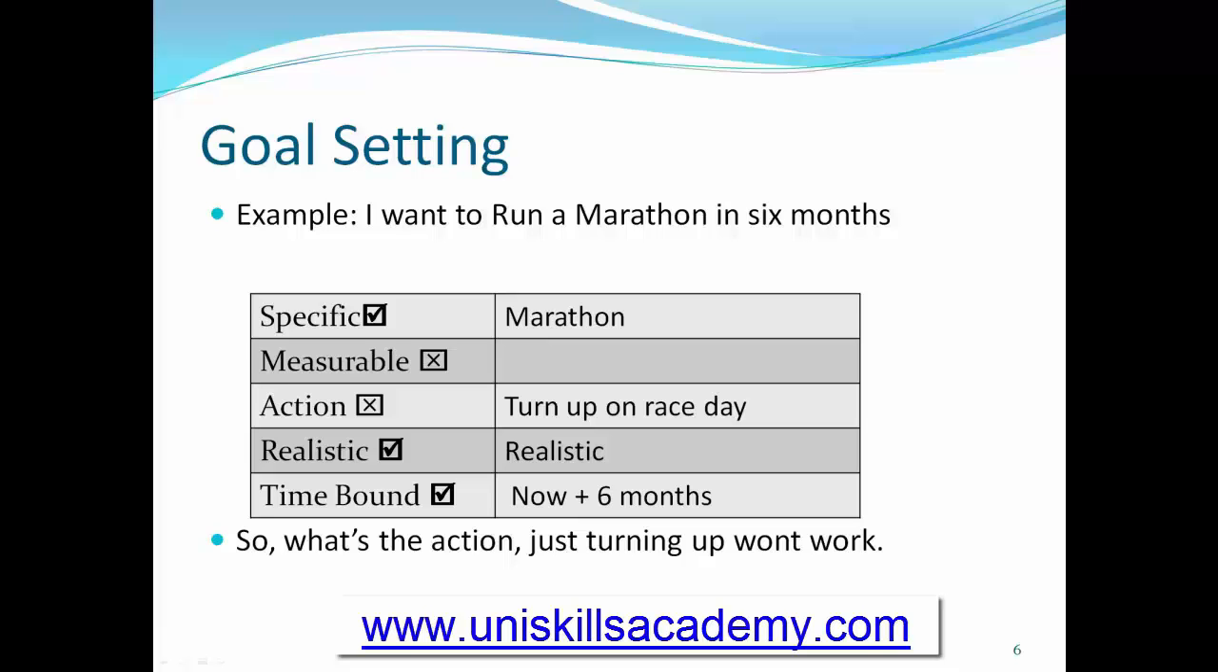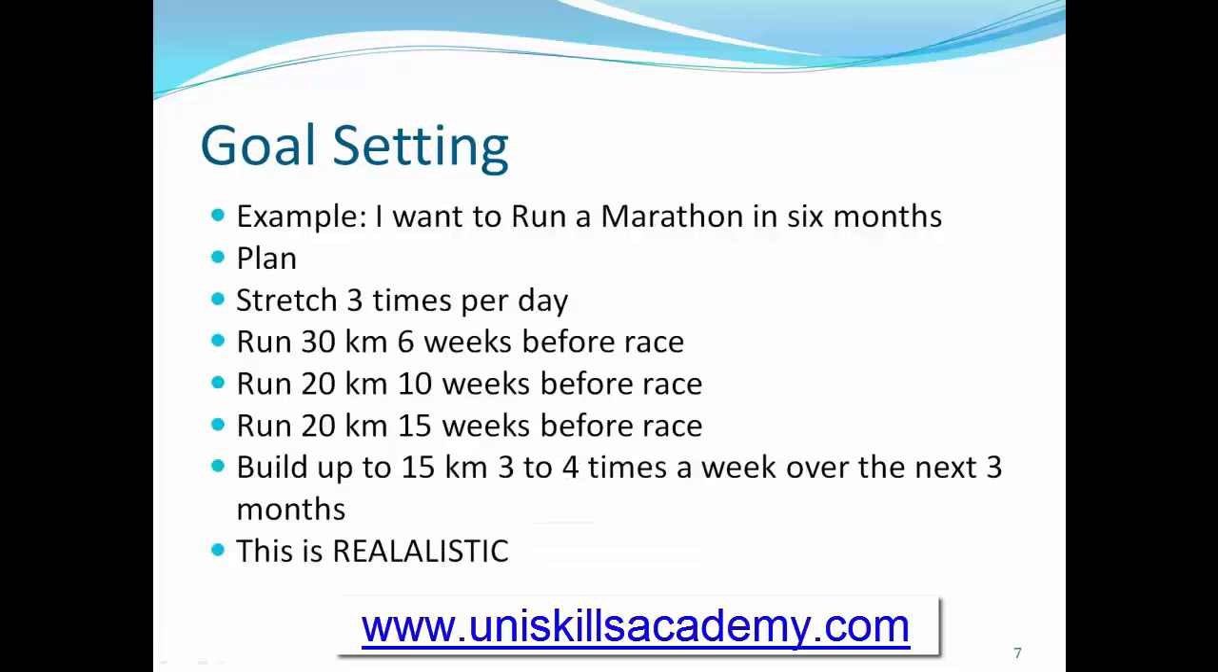But if the only action is to turn up on race day, and between now and then for the next 6 months I think, well, I'm going to run a marathon and that's the only thing I contribute towards achieving that, then it won't work, will it? What if I make a plan that I'm going to stretch 3 times a day to stop myself from getting injured, and then 6 weeks before the race I'm going to run a 30k session, 10 weeks before the race I'm going to do 20k, 15 weeks before the race I'm going to do another 20k, and between now and that 20k run I'm going to try and build up to 15k standard running distance 3 to 4 times a week over the next 3 months.